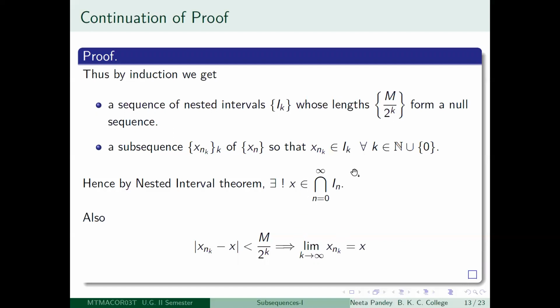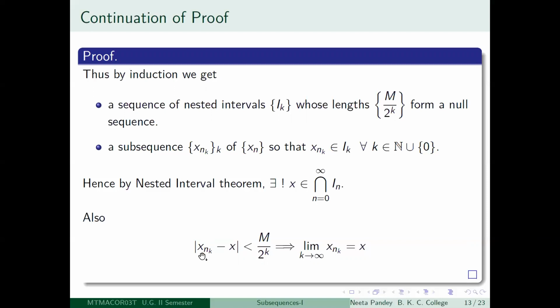Now, what does the nested interval theorem tell you? It tells you that if you look at the intersection of all these closed and bounded intervals, then it will be equal to a singleton. So there is a unique number x which belongs to the intersection over n equal to 0 to infinity of I_n. This is your nested interval theorem telling you. And how does this help me? This helps me because if I look at x_{n_k} minus x, then x_{n_k} belongs to I_k, and x also belongs to I_k because x belongs to the intersection.